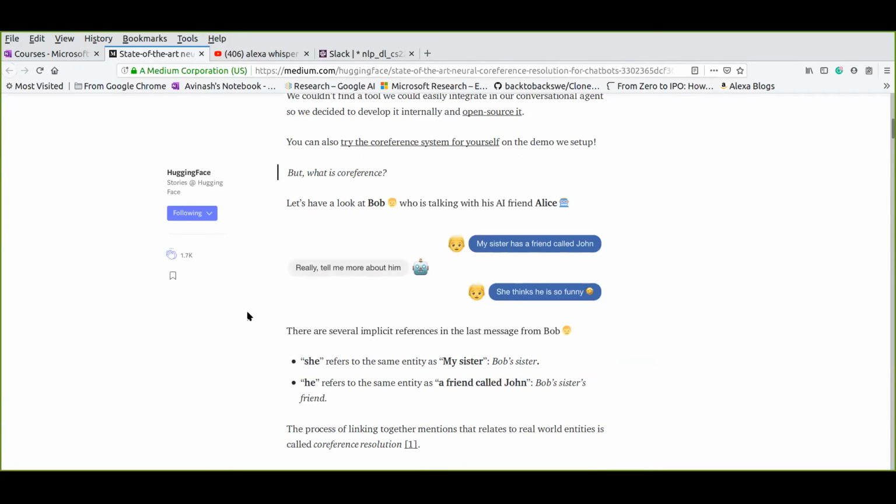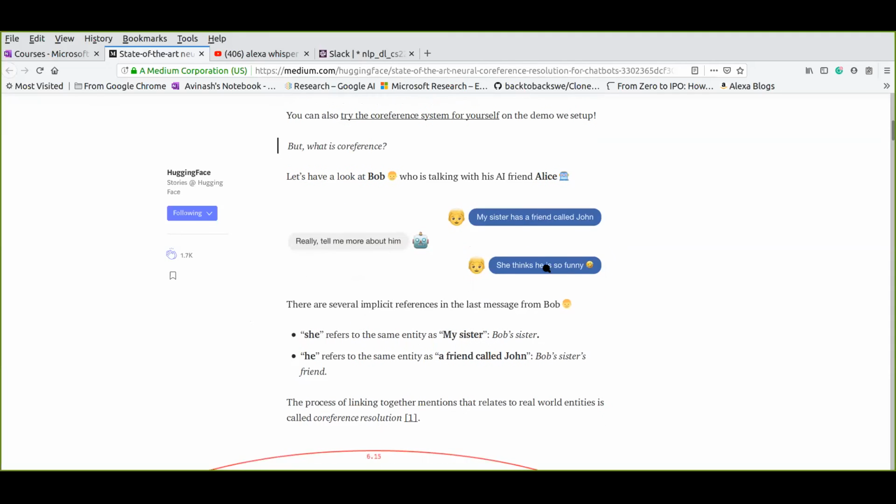Let's say we are building a chatbot, and there is an example conversation like this. The user says, "My sister has a friend called John." And the bot says, "Really? Tell me more about him." And the user replies saying that she thinks he's so funny. So now these sentences seem pretty simple for us, but for the machine to comprehend and understand some of the details in it, it's not really that easy. Because when the user in the second sentence says that she thinks he's so funny, the machine or the program needs to understand that the user, by mentioning she, is actually referring to his sister.